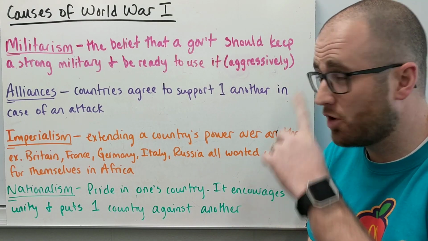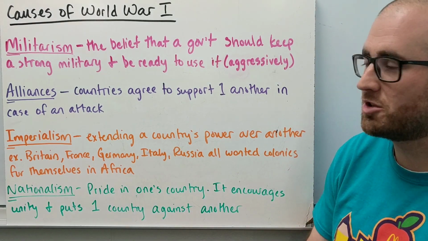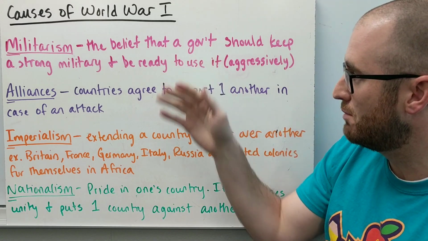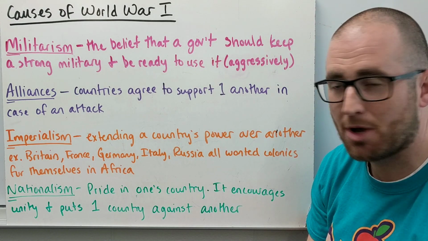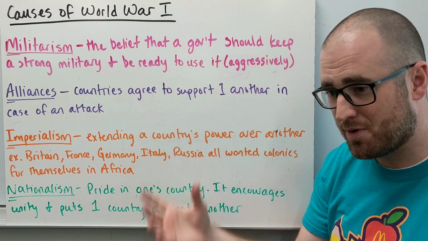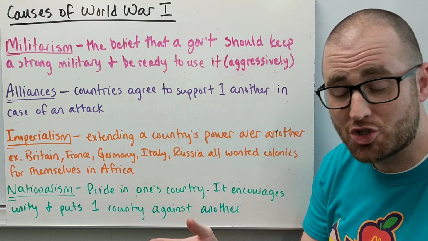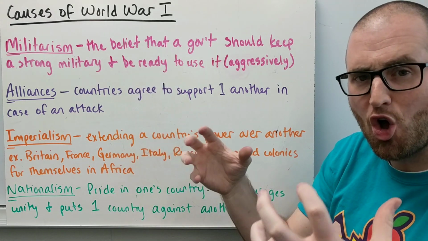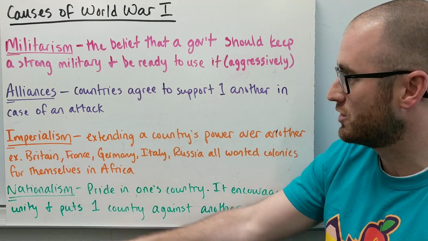Okay, let's do the World War I video. So let's start with the causes of World War I. You can see we've talked about these a little bit. Militarism, the belief that a government should keep up a strong military and be ready to use it. As countries like France, Germany, and Great Britain were coming out of the Industrial Revolution, they were making new technologies, building new militaries, and so you had strong military powers in those countries.